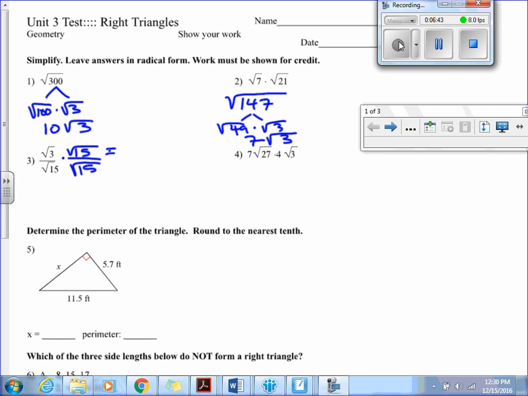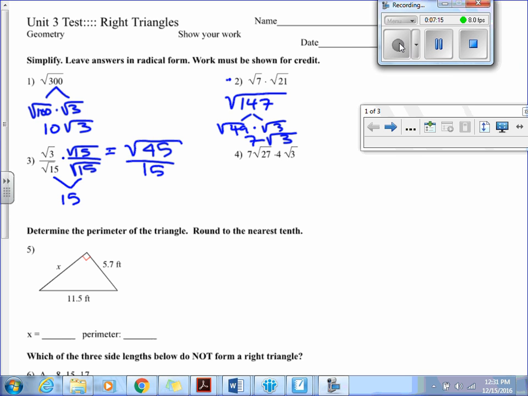Well, okay, so picking back up where we were, just like the radical 7 times the radical 21 over here was equal to radical 147 because we multiplied them. So what am I going to do going across the top here? Well, what's 3 times 15? 45. And then what's the square root of 15 times the square root of 15? It's going to be 15, okay? Because it's really the square root of 225, which is 15.